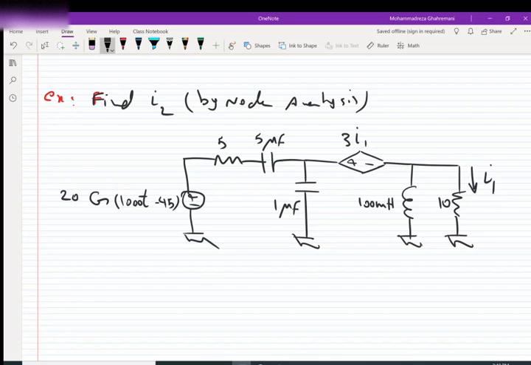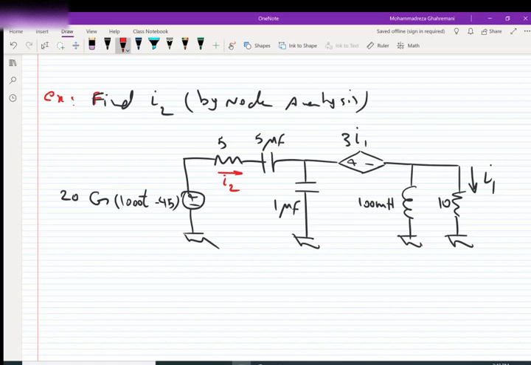I1 is the current moving through the 10 ohm resistor, and we want to find I2, which is the current moving through the 5 ohm resistor and 5 microfarad capacitor. The first thing we need to do is convert this circuit to the phasor domain, because the elements we have here are all in the time domain, and we need to convert them to phasors.